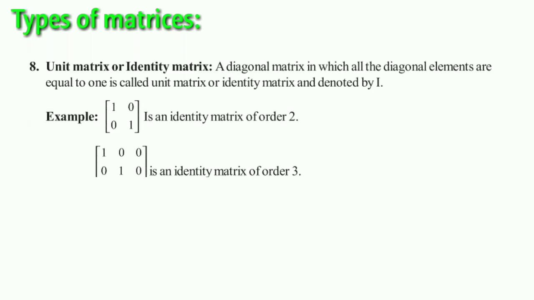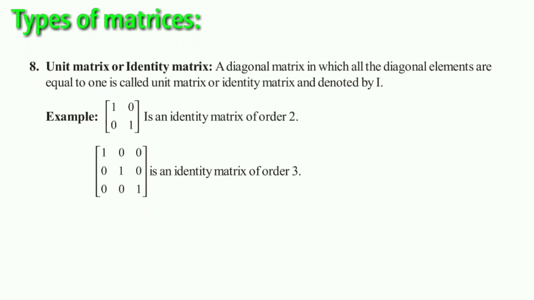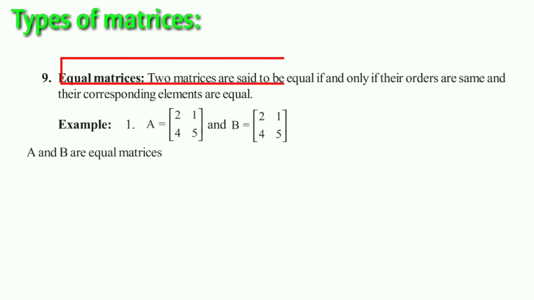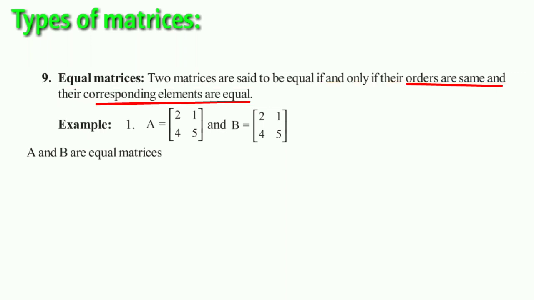Unit matrix or identity matrix. A diagonal matrix in which all the diagonal elements are equal to 1 is called a unit matrix or identity matrix, and it is denoted by I. The first one, [1 0; 0 1], is an identity matrix of order 2. The second one is an identity matrix of order 3. Equal matrices. Two matrices are said to be equal if and only if their orders are the same and their corresponding elements are equal. Example, A is equal to [2 1; 4 5] and B is equal to [2 1; 4 5]. Here A and B are equal matrices.